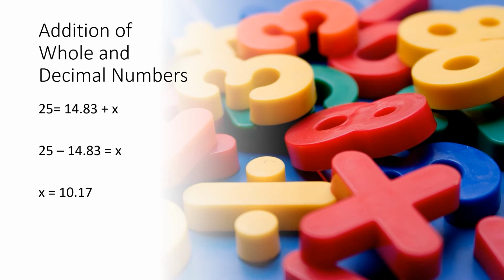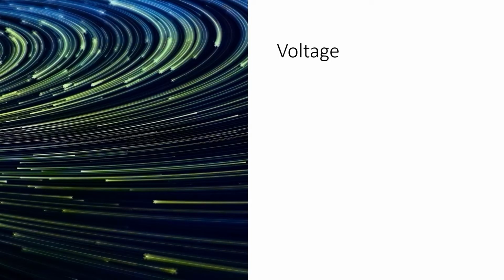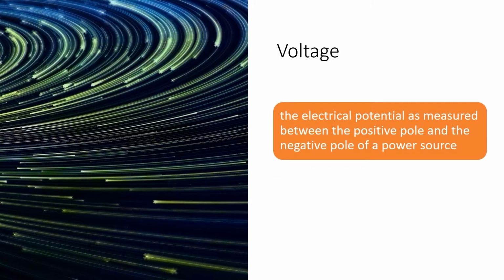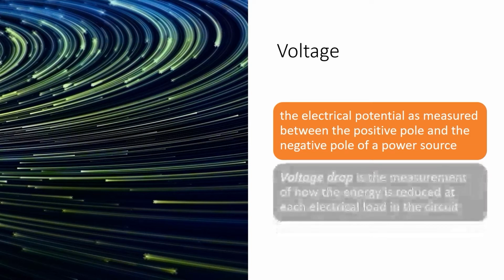Now let's look at how automotive technicians apply these math skills in the field. Oftentimes, technicians will add whole and decimal numbers when calculating voltage. Voltage is the electrical potential as measured between the positive pole and the negative pole of a power source. Voltage drop is the measurement of how the energy is reduced at each electrical load in the circuit.